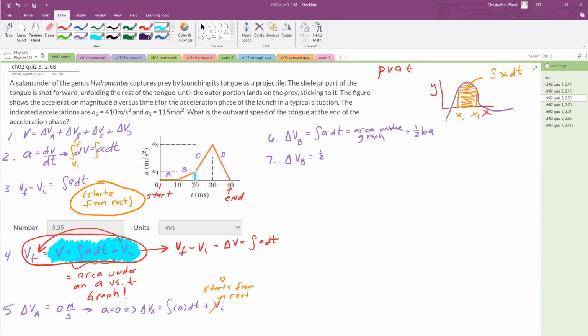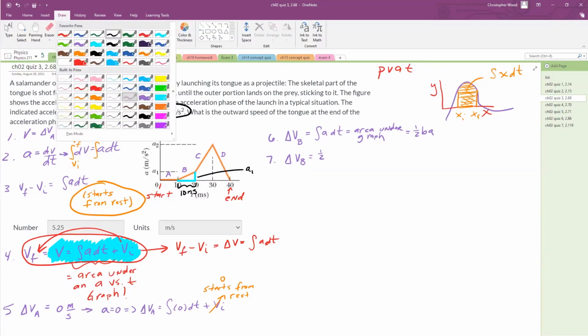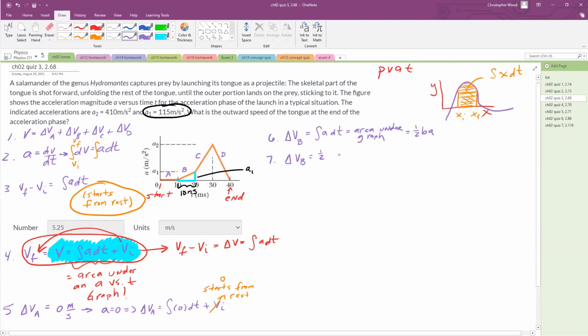So again, this is my base, and that's my height. You can see from this graph that this height value is equal to A1, and A1 is given as 115 meters per second squared. My numbers, not yours. This base starts at 10 milliseconds and ends at 20 milliseconds, so it's 10 milliseconds. Here's the area of that triangle, which gives me the change in velocity, because of all of this calculus and physics conversation: 1/2 base times height.